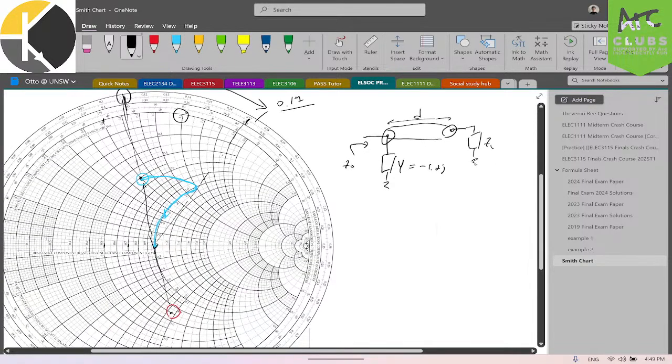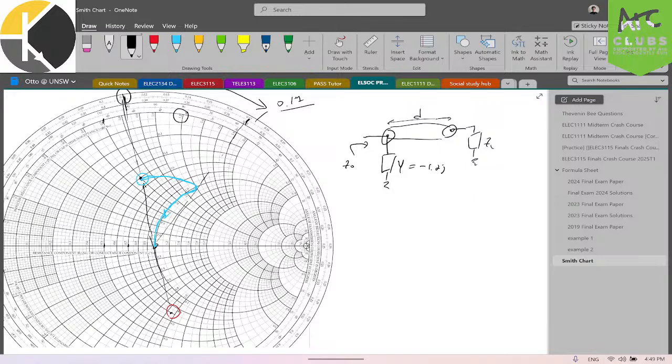And then how do you find L? L is the length of the stub. You need to find the stub which has a parallel conductance of 1.2 J. The minus sign comes from the fact that you flip the chart. It wouldn't normally be there, because adding an inductive stub on this flipped chart means moving downwards, not upwards.